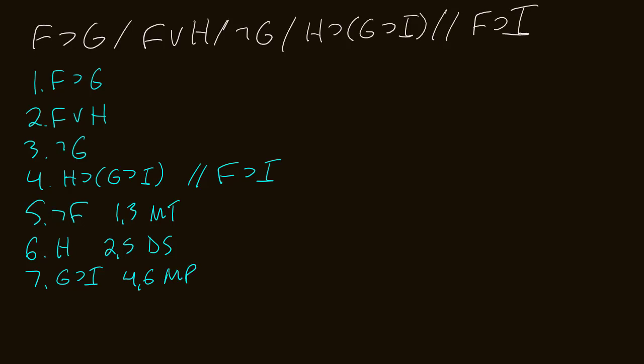And now actually, I don't want to get I by itself. What I see is from 1 and 7, a hypothetical syllogism will give me F then I. So from 1 and 7, and hypothetical syllogism, I get F then I. I got my conclusion. And that's the end of the proof. We showed how we can get from the premises and our rules of implication to the conclusion.